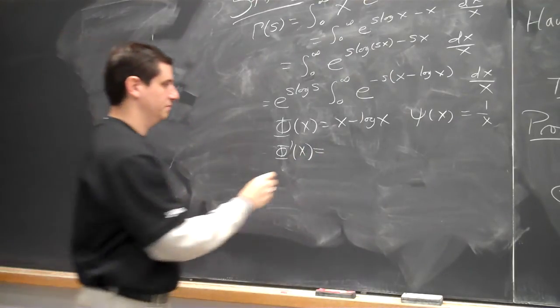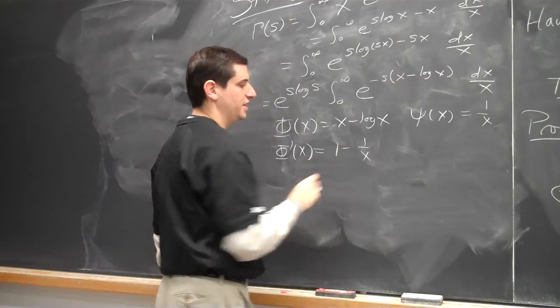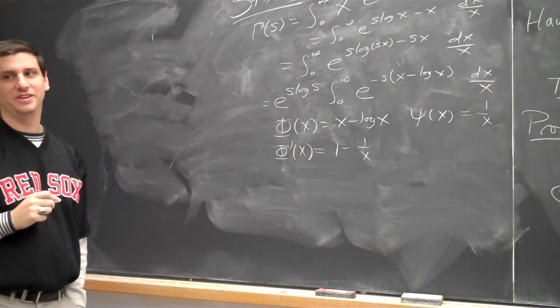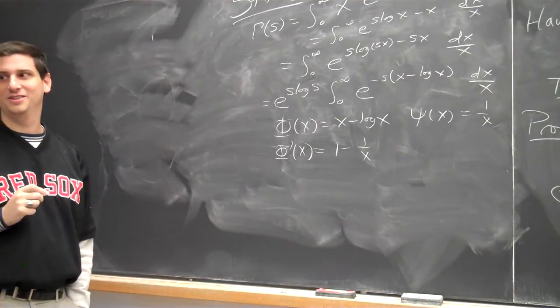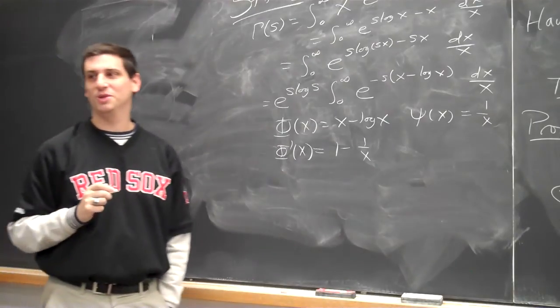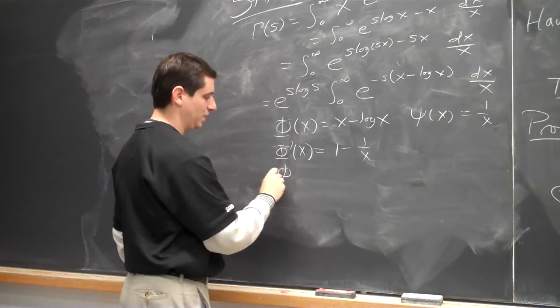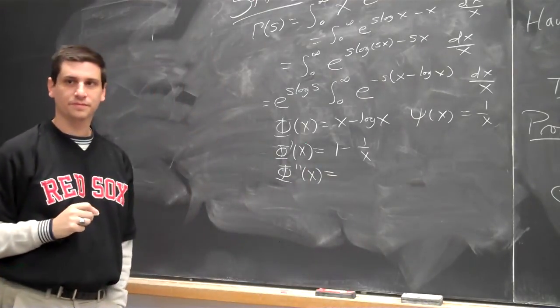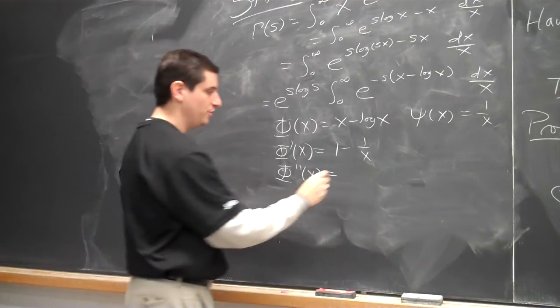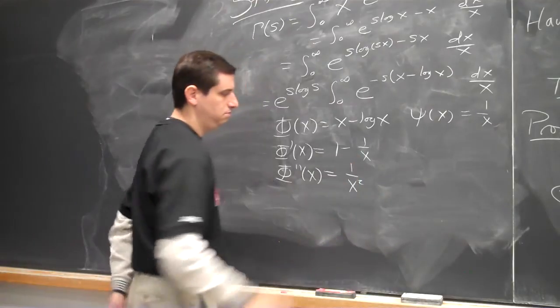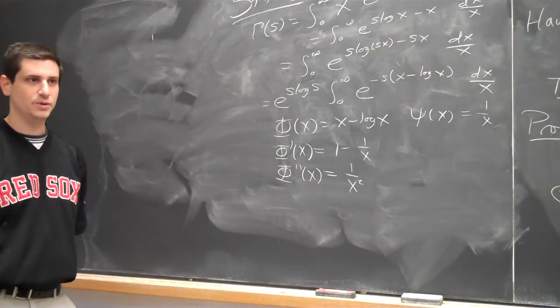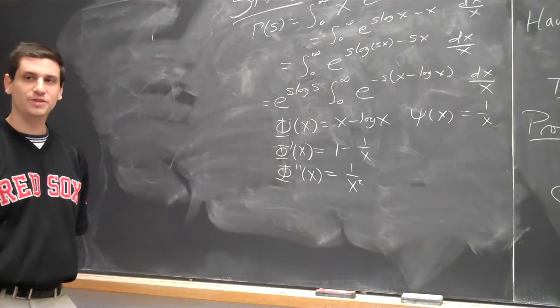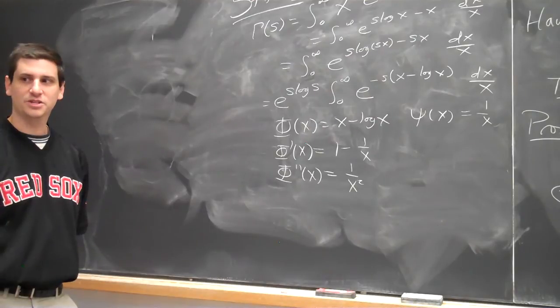1 minus 1 over x. Does that have a 0? Yes. How many zeros does it have? Good. We don't know what to do if we have multiple zeros. What about phi double prime? Exactly what we had before, 1 over x squared. And there we go. And now we just quote the result. And now you get Stirling's formula.